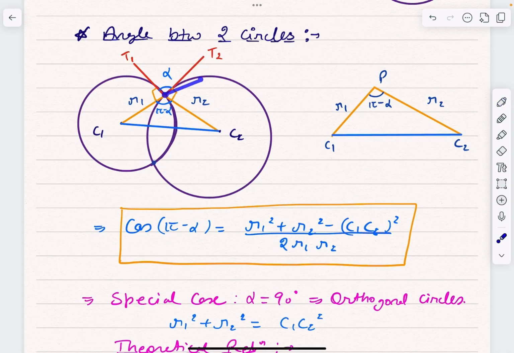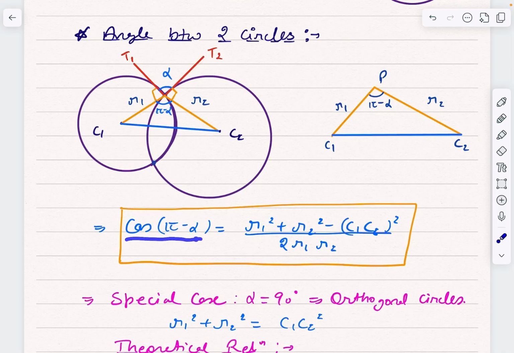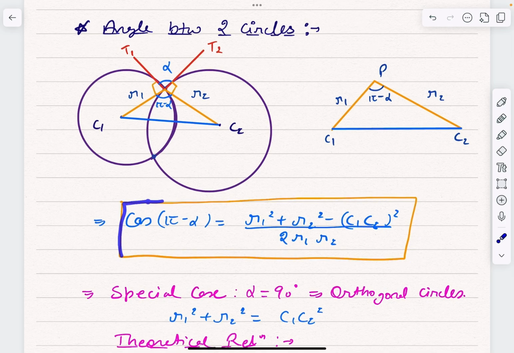Let us say this point is P, the point of intersection of circles. So this is PC1, which is R1, PC2, which is R2. Alpha is the angle between tangents, and this angle is pi minus alpha. How do you find this pi minus alpha? We can use the cosine rule. It says cos(pi minus alpha) will be (R1 square plus R2 square minus C1C2 square) by 2 R1 R2. If you don't know this, you can check with me in the class. So from here you can find the value of alpha easily.